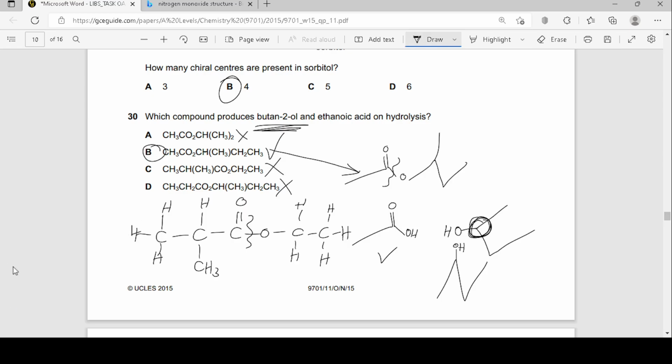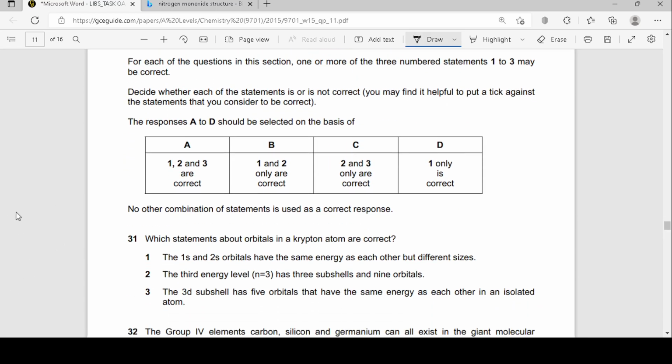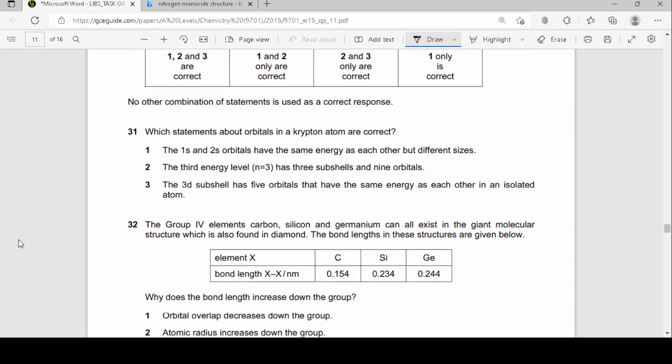Great. And now the next question. Which statements about orbitals are correct.